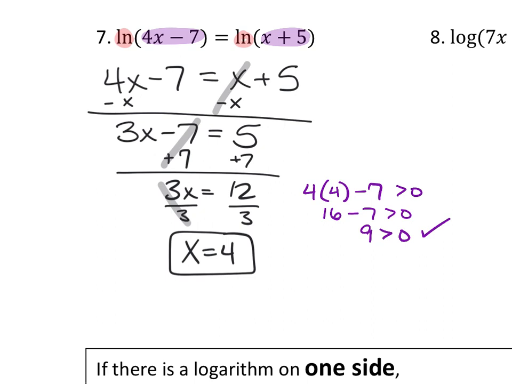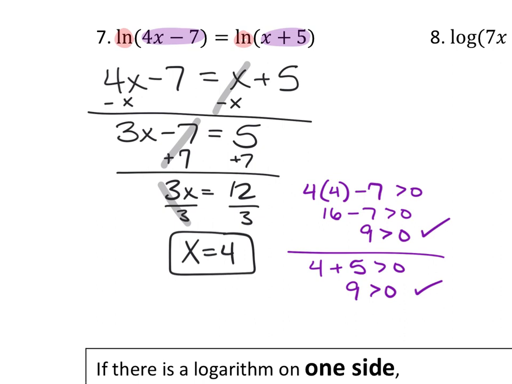But we have to check both arguments to make sure that that value is okay. So then I also check if 4 plus 5 is greater than 0, which again gives me 9. Is 9 greater than 0? Yes. So we have checked this one, and it's okay.